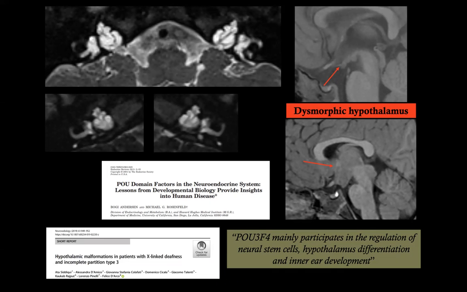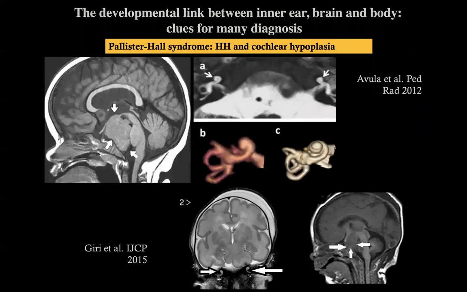And there is a link between the hypothalamic development and the inner ear. Most of the patients with Pallister-Hall syndrome may have cochlear hypoplasia. Again, Pallister-Hall syndrome is associated with a lot of abnormalities, but the most important is the hypothalamic hamartoma. But look at it here and again connect the dots.